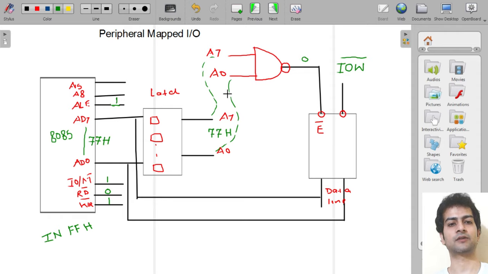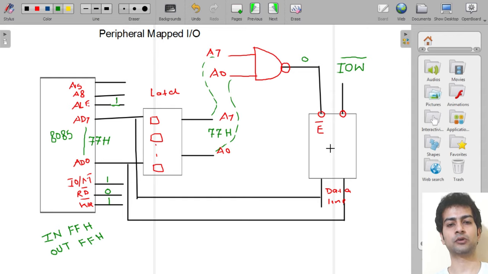now this is connected with this NAND gate, and so its output will be 0, and now this is my output device, and the output device will get activated. So now if we want to write data at the output device, then we use the out instruction. For reading data we were using the in instruction. For writing data into the output device we will use the out instruction. So what is the meaning of this instruction? The meaning of this instruction is that the microprocessor wants to write data at an output device at the address FFH.